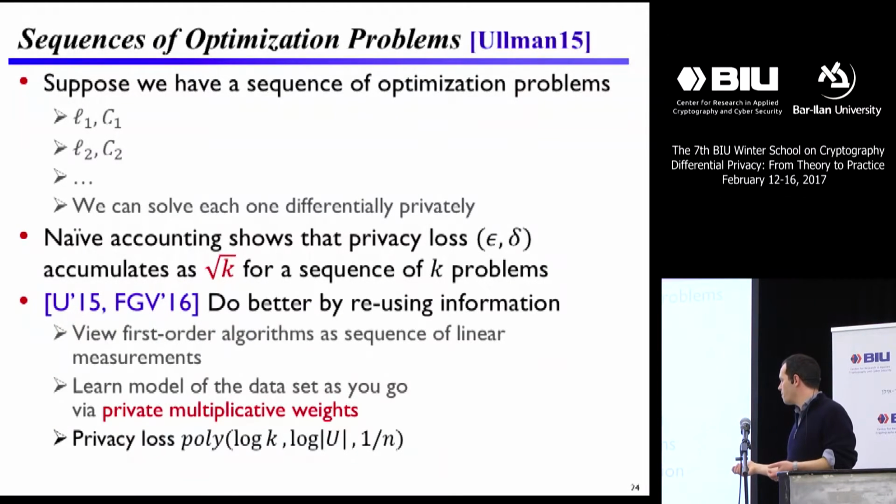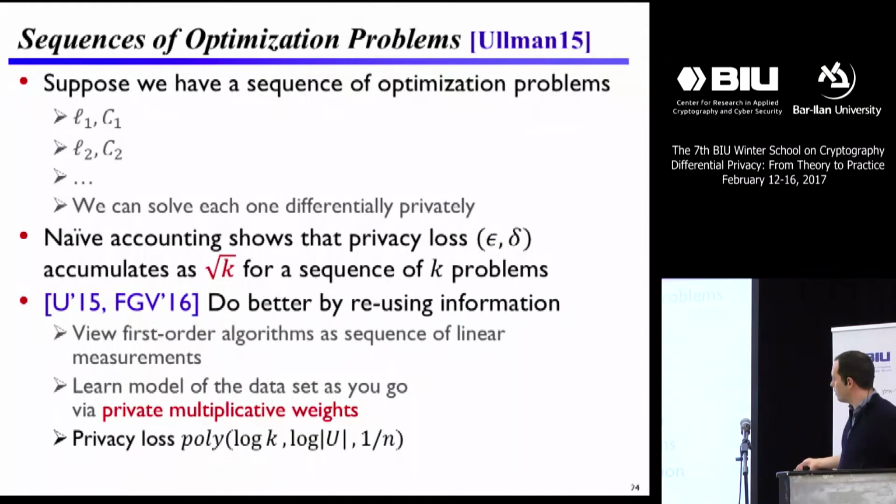And what John Ullman showed in a 2015 paper was that you could actually do better by, roughly speaking, reusing information across this sequence. You can view these first-order algorithms that make gradient queries as asking a sequence of linear measurements, and then you can use the private multiplicative weights algorithm that he described yesterday to keep track of the information you've learned along the way and get improvements in the privacy analysis by combining this sequence of models.